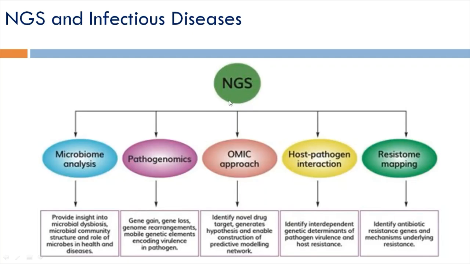So NGS and infectious diseases. With NGS methodologies, you can do several applications in combating infectious diseases. Microbiome analysis will provide insight into microbial dysbiosis, microbial community structure and the role of microbes in health and diseases. Similarly, you can do pathogenomics. Try to identify gene gain, gene loss, genome rearrangement, mobile genetic elements, etc. That would lead us to some understanding about the pathogenesis of an organism. Similarly, there could be an omics approach, which can identify novel drug targets, generate hypotheses, and do predictive modeling. Similarly, host pathogen interaction could be identified. Resistome mapping could be done, which can identify antibiotic resistance genes and the mechanisms that underlie antibiotic resistance.